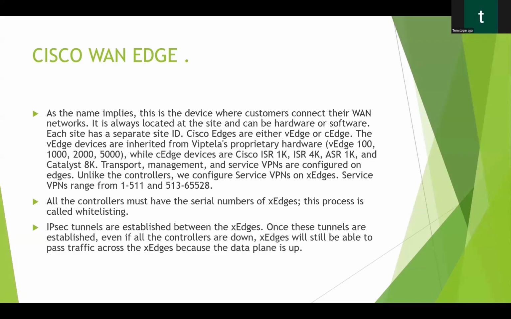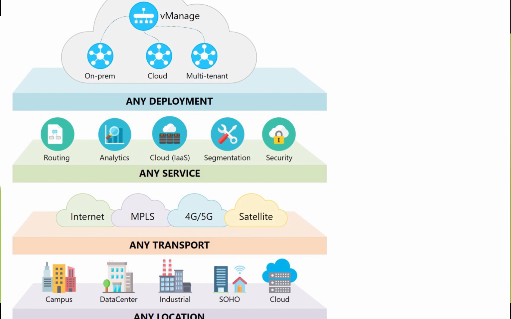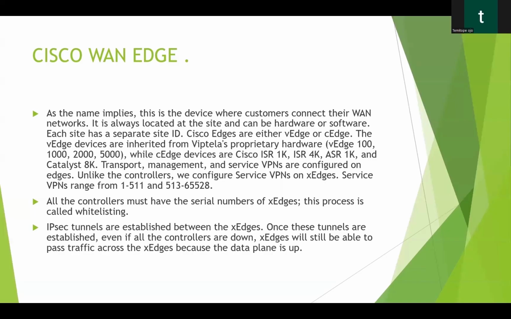So it could be called a CPE in a traditional network. We can refer to it as CPE in a traditional network, and we can still refer to it as PE because that is where your data services are. That is where you configure your data service, just like your VRF. That's your service VPN. That is where your service VPN is going to be configured.